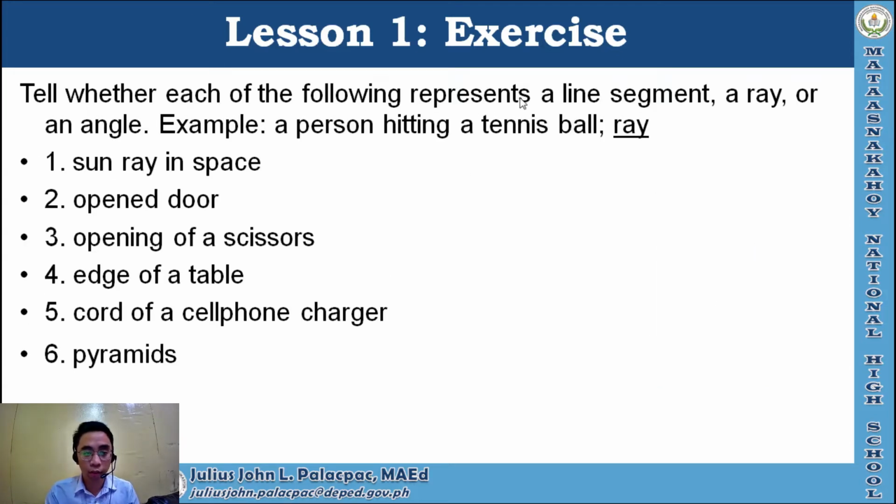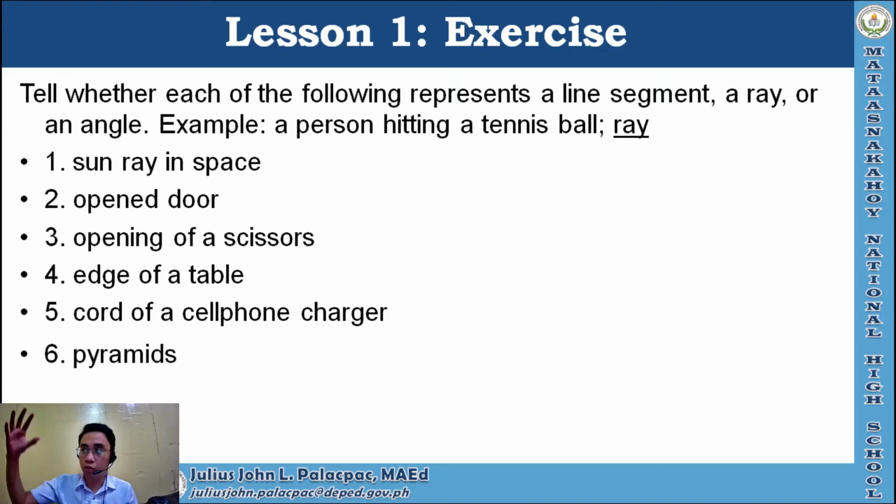Tell whether the following represents a line segment, a ray, or an angle. So, a person hitting a tennis ball. So, i-hit mo yung tennis ball, natatama sa'yo. So, lalayo yun. So, from endpoint, palayo, ray yun. Diba? Sun ray in space. Anong tawag dyan?